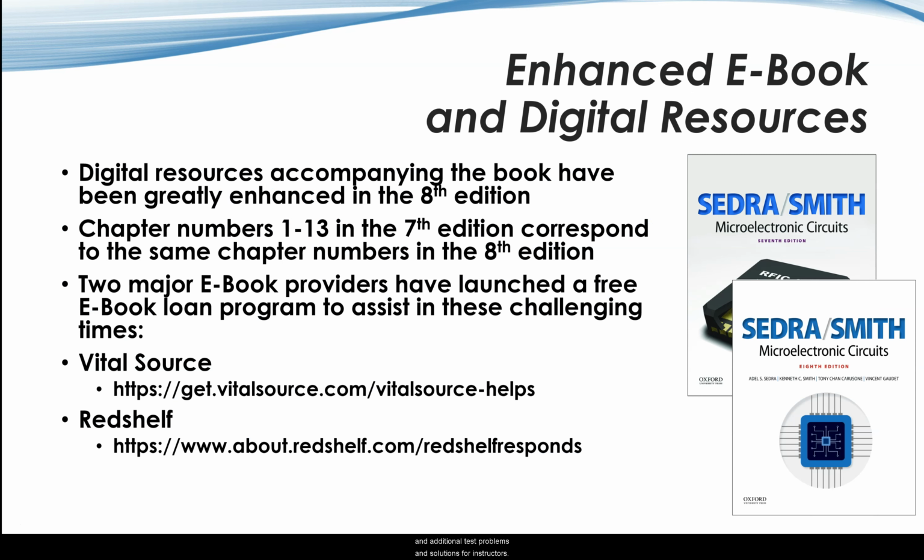Many of you are probably using the 7th edition of the book. Note that in the 8th edition, the book's online ancillaries have been greatly enhanced. Fortunately, chapter numbers 1 through 13 in the 7th edition correspond to the same chapter numbers in the 8th edition. Because the 8th edition is streamlined and integrated better with the online material, many section, figure, and problem numbers have changed, but instructors and even students should have very little trouble navigating the 8th edition digital ancillaries for the material they need.